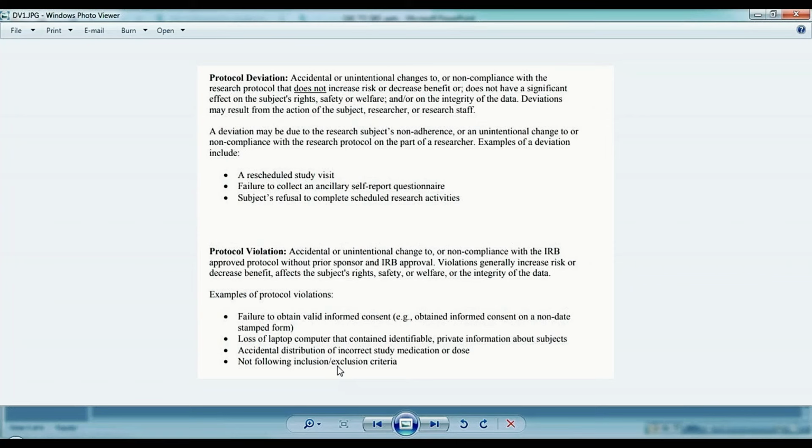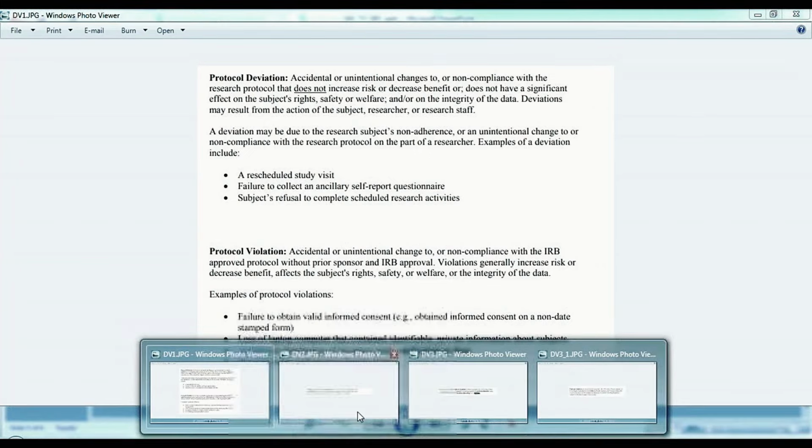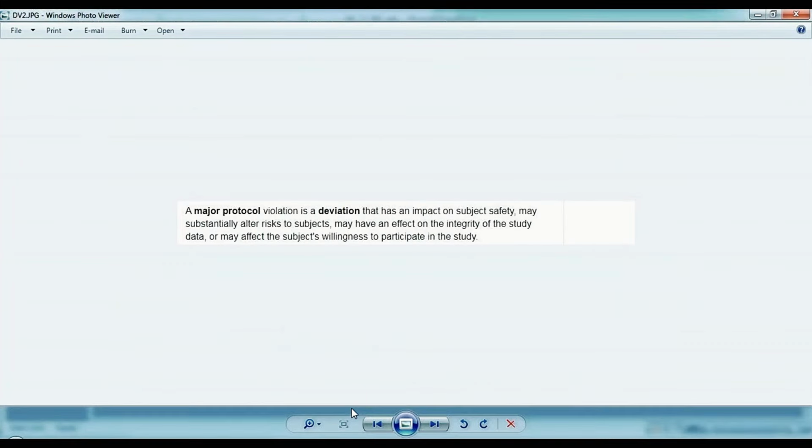If you are planning to give 10 mg, but you are giving 20 mg to the subject, that is a major protocol violation. Loss of a laptop computer, a confidentiality breach in 2012 of private information about the subject, and failure to upload the valid informed consent are examples of protocol violation. So this is a deviation, and this is a violation. All this information goes into the protocol deviation data set.